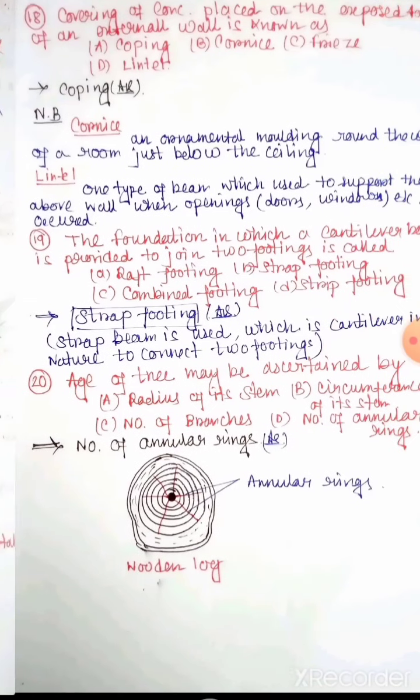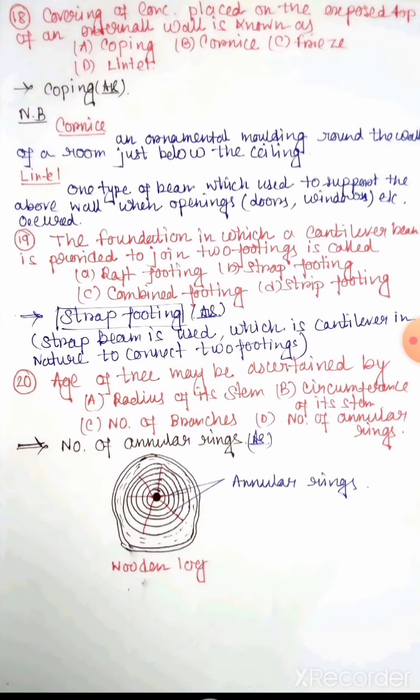Okay, next question. Covering of concrete placed on the exposed top of an external wall is known as coping, cornice, bridge, lintel. Correct answer for this question is coping. Other terms are cornice, an ornamental molding round the wall of a room just below the ceiling. Outer surface of the ceiling just below it, cornice is constructed. Okay. Lintel, one type of beam which is used to support the wall above when openings occur, openings like doors or windows.